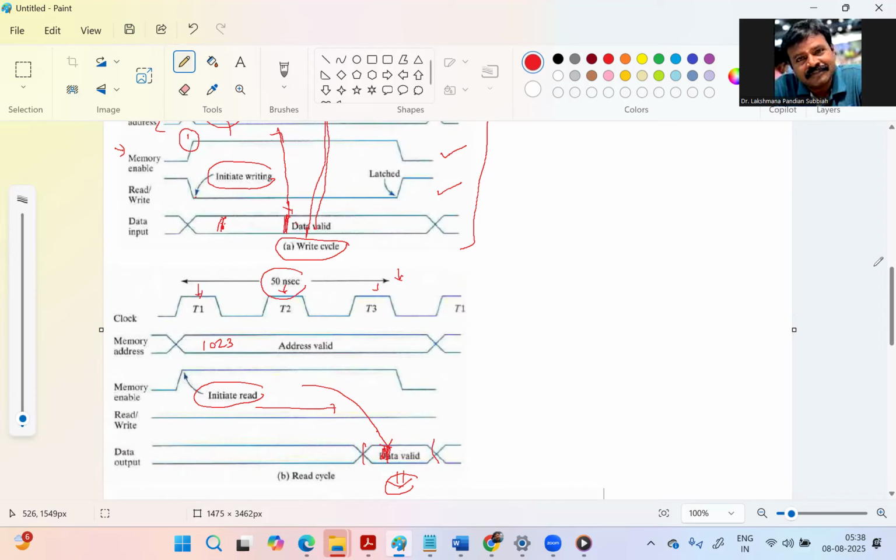So this is the write one, and this is the read one. Latched means the value is retained at that location. Before that, if you change the value, it cannot be stored, so you have to wait until the write completes. The write cycle takes time, so you have to hold the data on the data line until the write completion. So this is the read-write cycle.